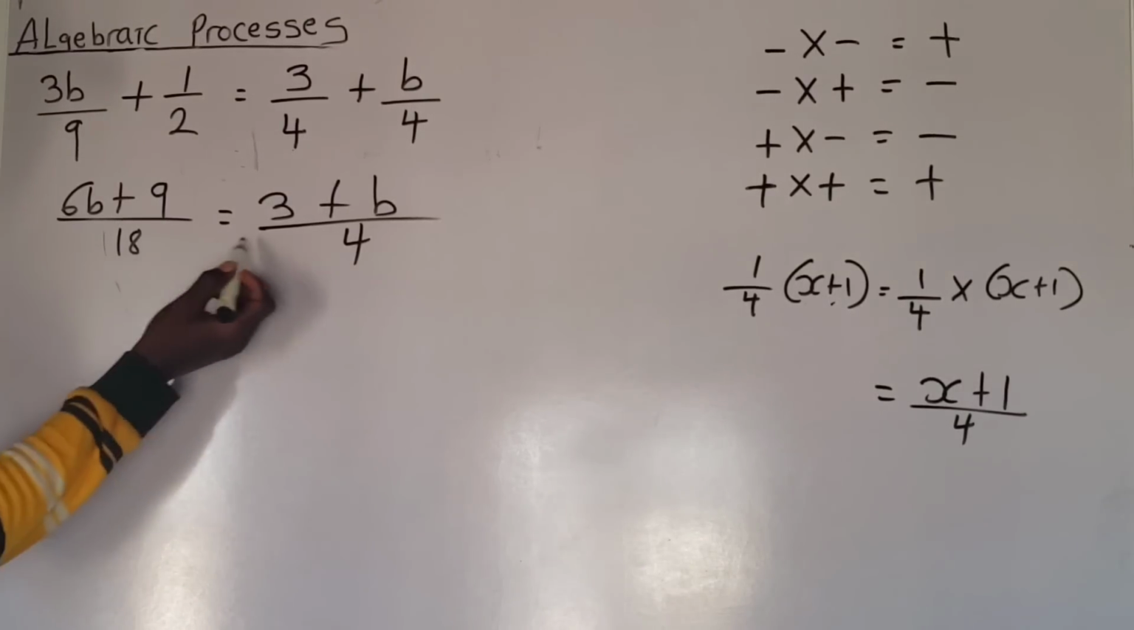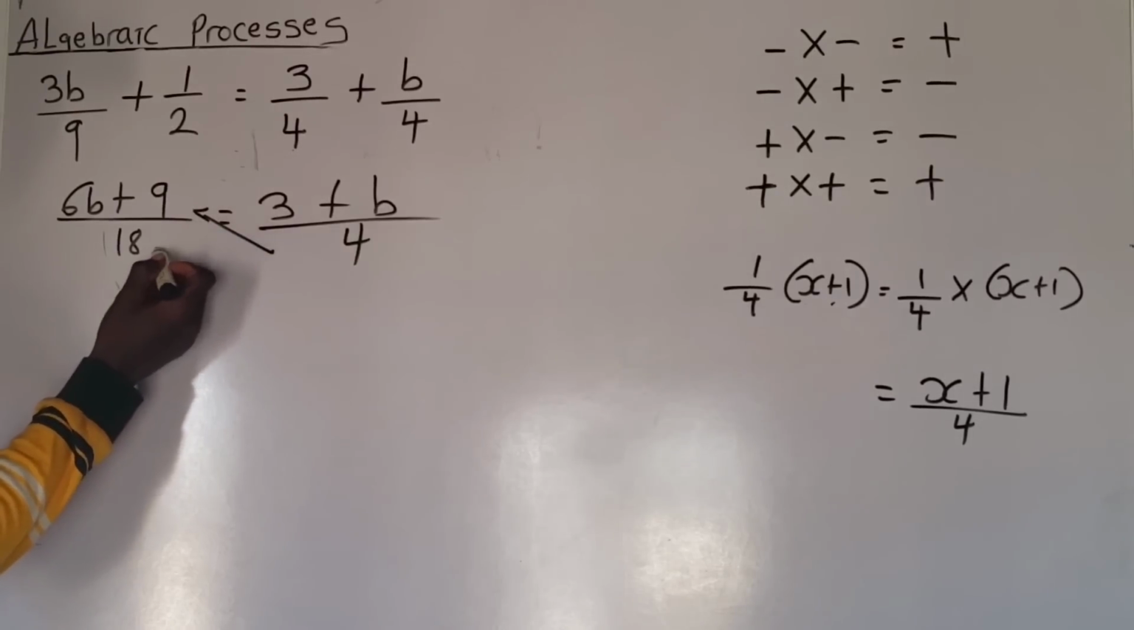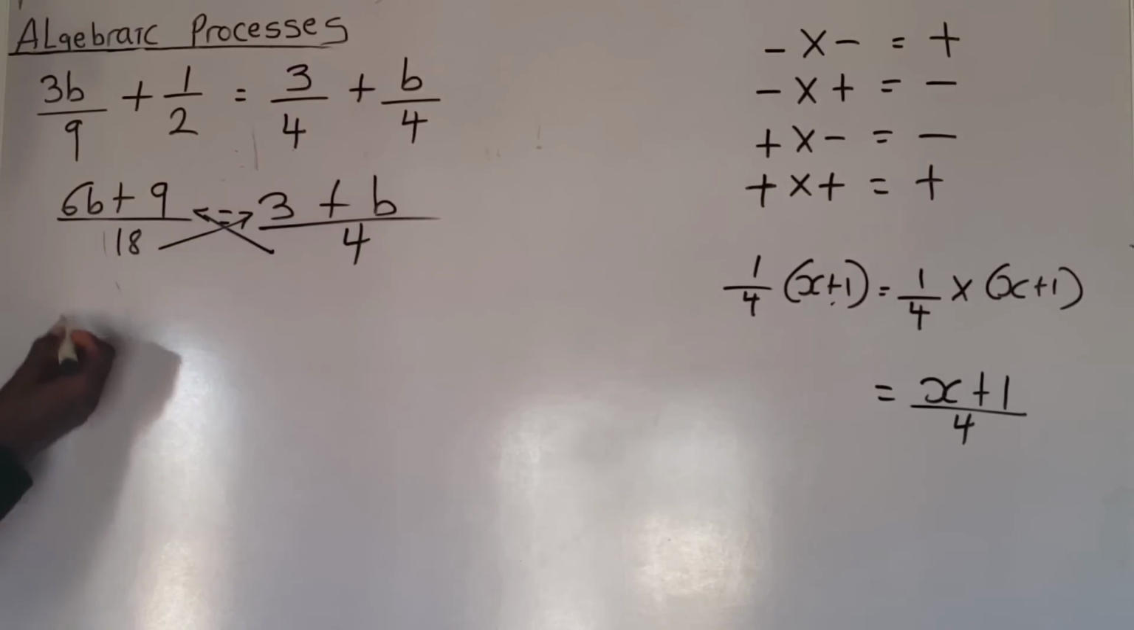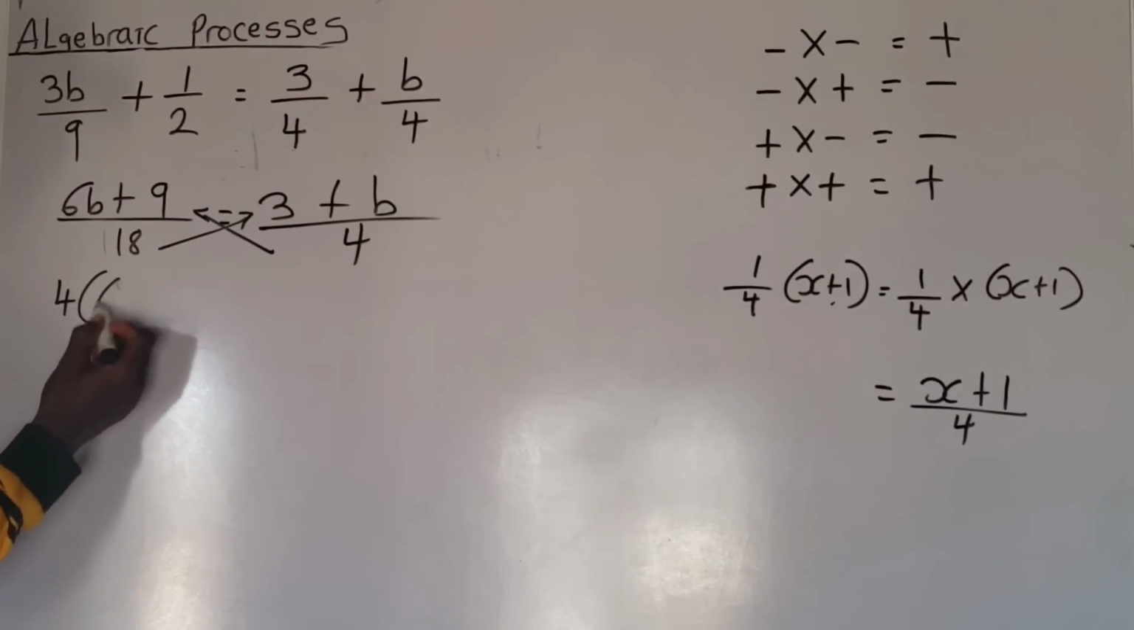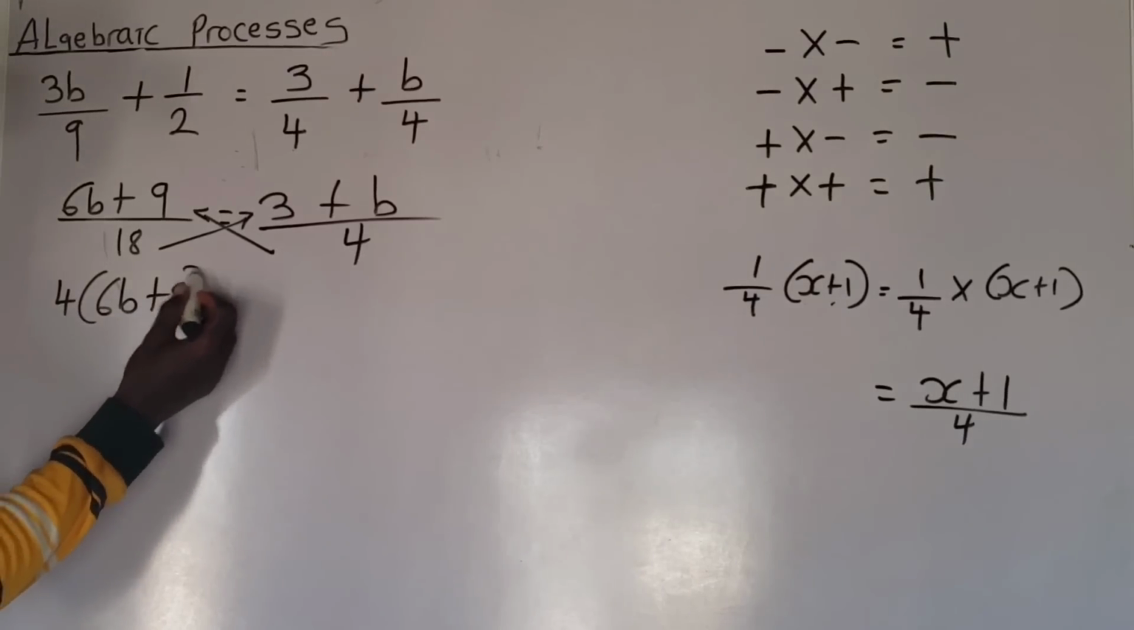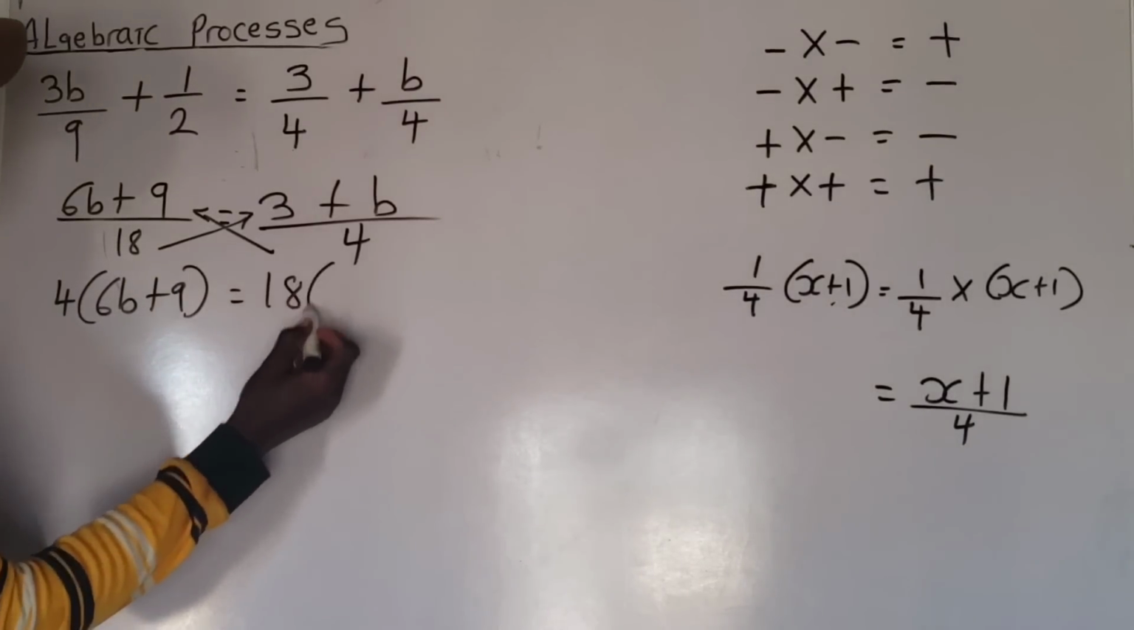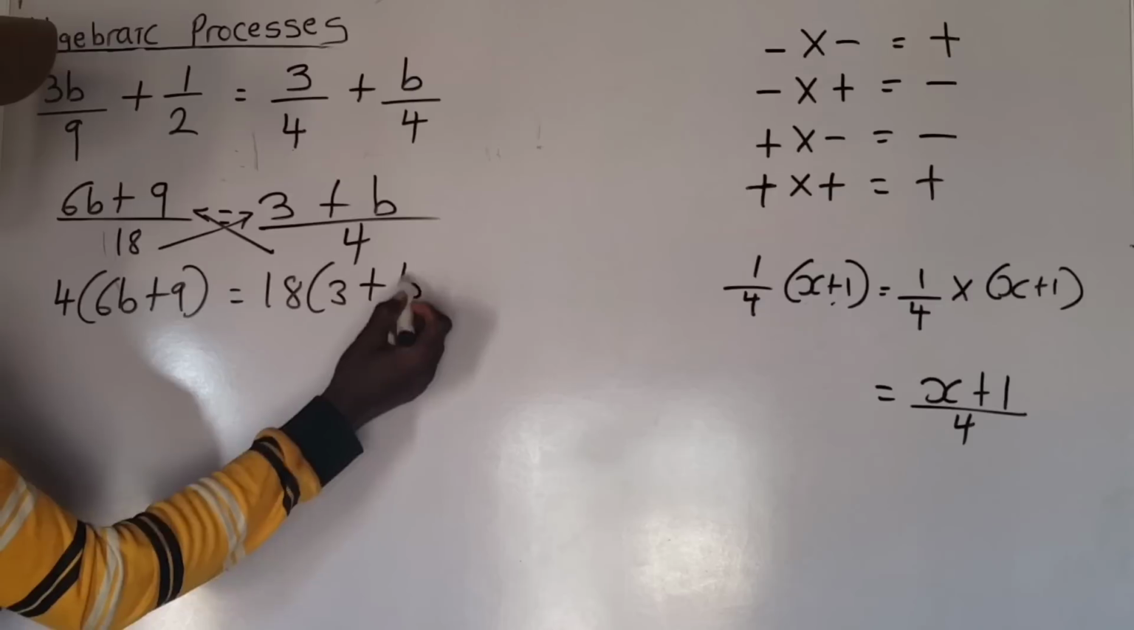Okay, so for this I'm going to have this 4 will multiply this, and this 18 will multiply 3 plus b. You understand? So I'm going to have 4 into bracket 6b plus 9 is equals to 18 into bracket 3 plus b. You understand?